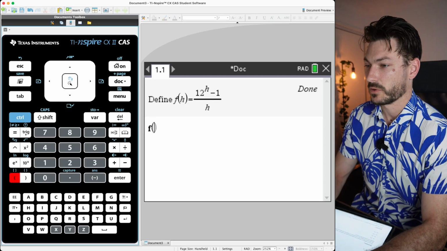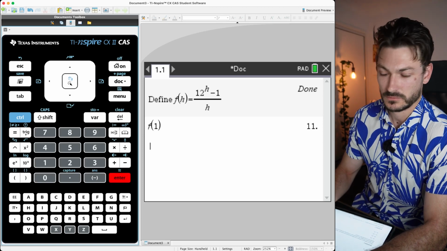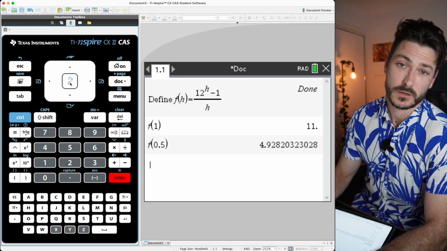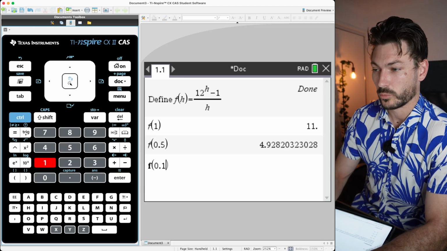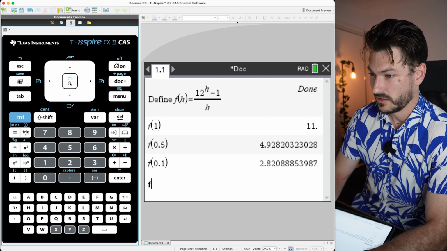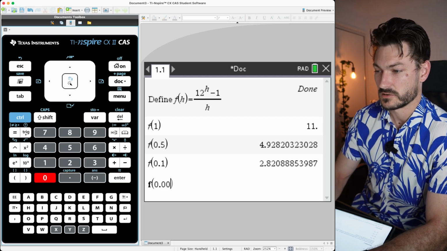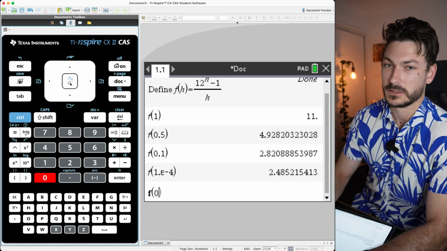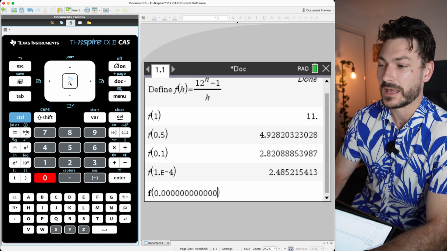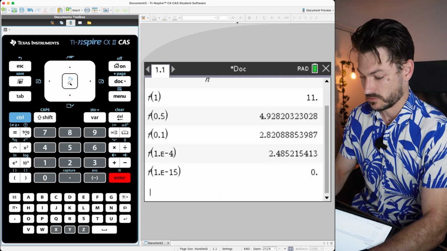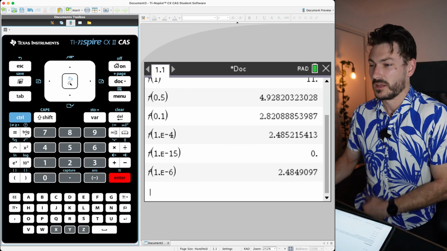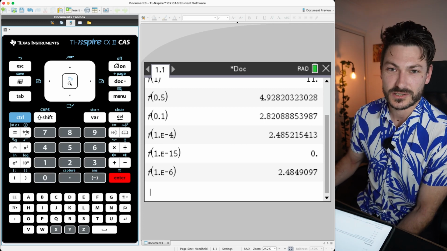The point being, here in this f of h bit, I can just sub in values now. So for example, f of 1, that's 11. Okay, let's get small, let's get closer to 0. f of a half, that's 5. f of 0.1, 2.8. Let's go really small. 0.0001, 2.5. Let's go really, really small here. Heaps of zeros and hit a 1. Okay, that's too small. Let's just go a bit smaller.